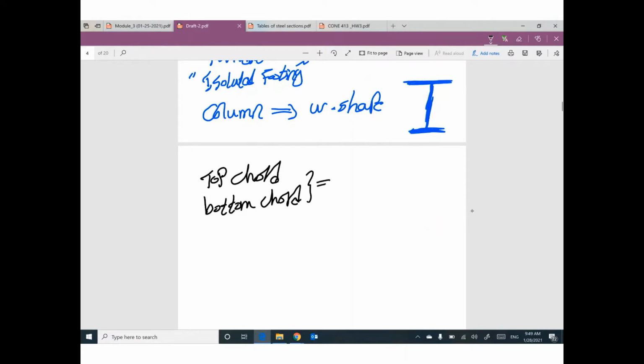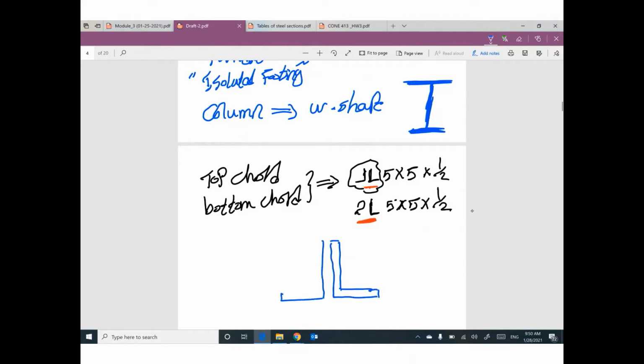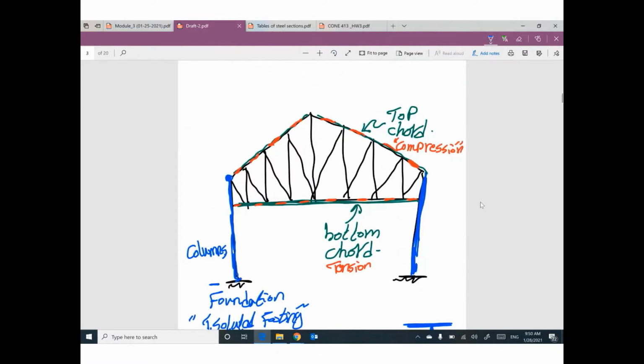most of the time we are using double angle. This shape, double angle, 5 times 5 times 1/2. For example, this symbol means, or sometimes we write it like this: 2 angle 5 times 5 times 1/2. So the meaning of this symbol, we have 2 angles back to back, like this. So the top chord and the bottom chord, most of the time, are double angles cross section.